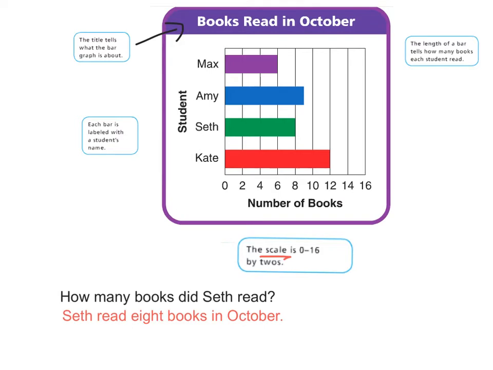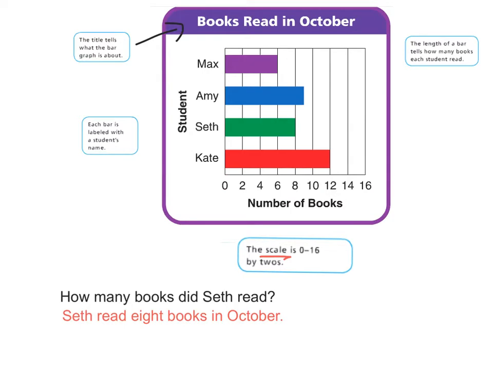So let's talk about the parts of this bar graph again. What is the scale for this bar graph? Well, the scale is right here. The scale is 0 through 16 and by twos. The numbers 2, 4, 6, 8, 10, 12, 14, 16 are equally spaced on the bottom of the graph. Each space between the numbers represents 2 books.